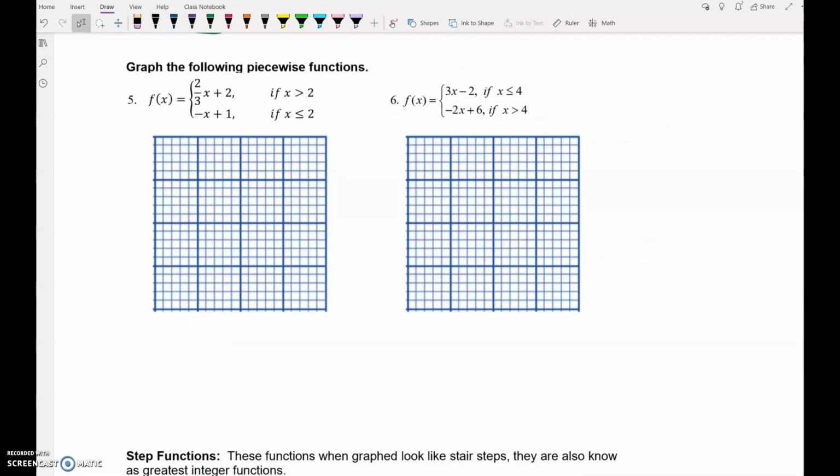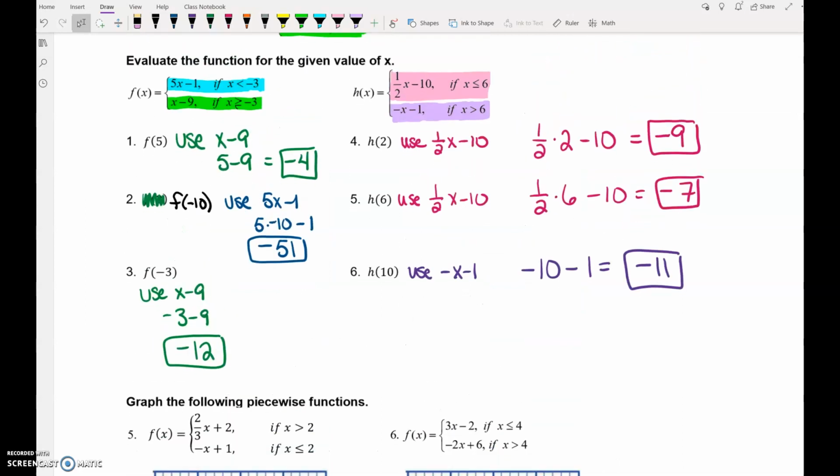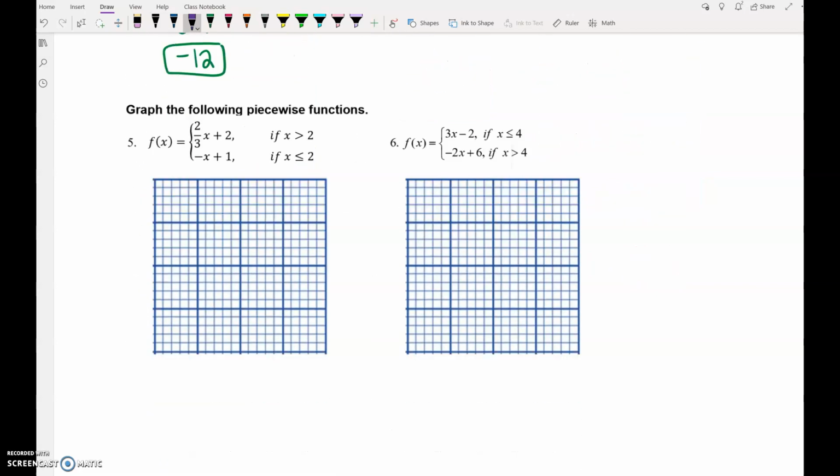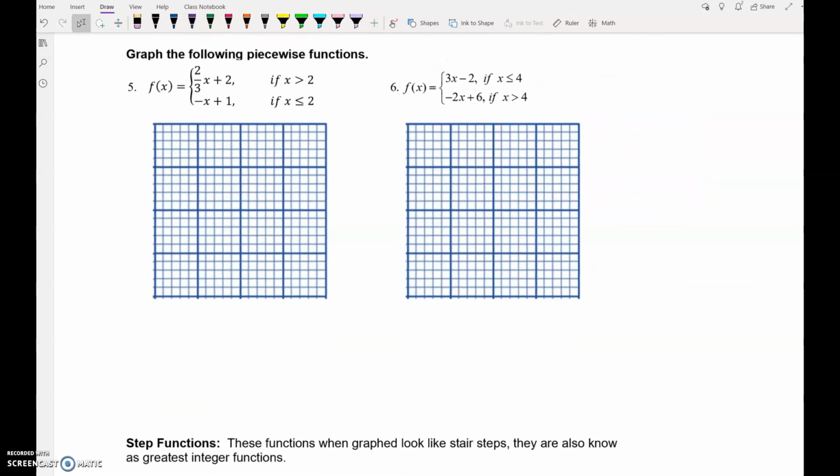When we graph piecewise functions, we are visually representing what we just did. So if we had a graph of the h function and we asked, what is the h function when x is 2? We could find 2 on the x-axis and then see where that line was on the graph. So we could evaluate by looking at the picture. This is a visual representation of the same thing.